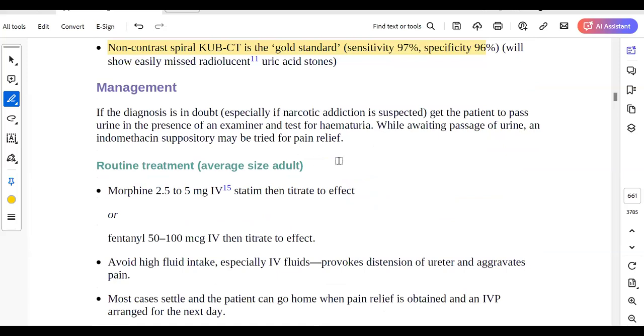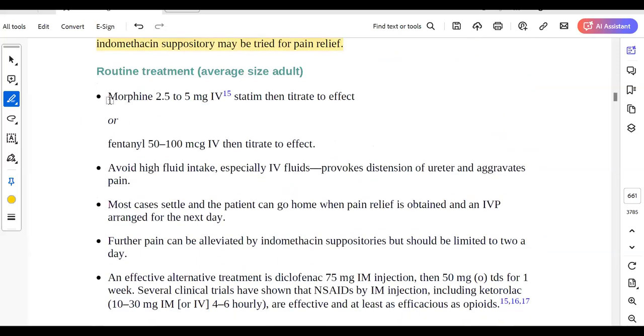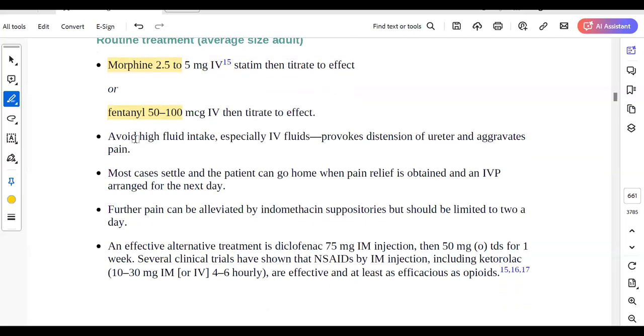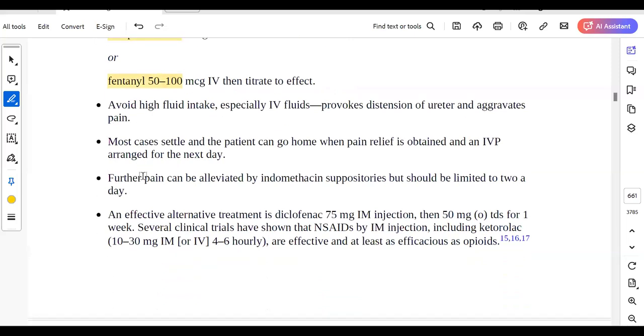But the first thing is that you need to give the patient pain relief. So pain relief will be your first thing. You give them some good painkiller like IV morphine, fentanyl. Okay, this usually will be the first line. And then you ask the patient to increase the water intake. Most of the time, after a bit of pain relief, the pain usually will settle and the patient can go home if the stone is not really big.